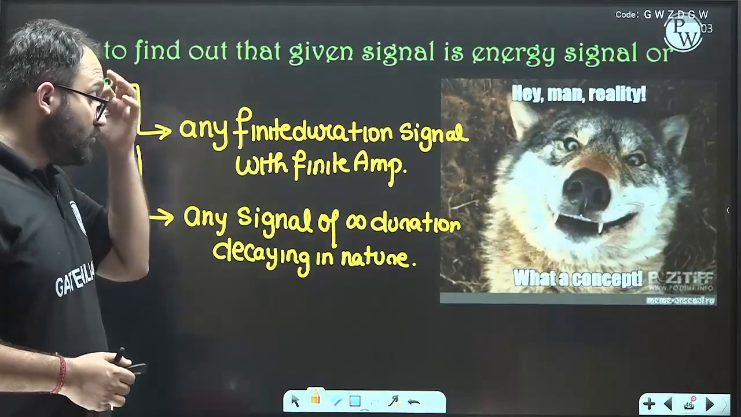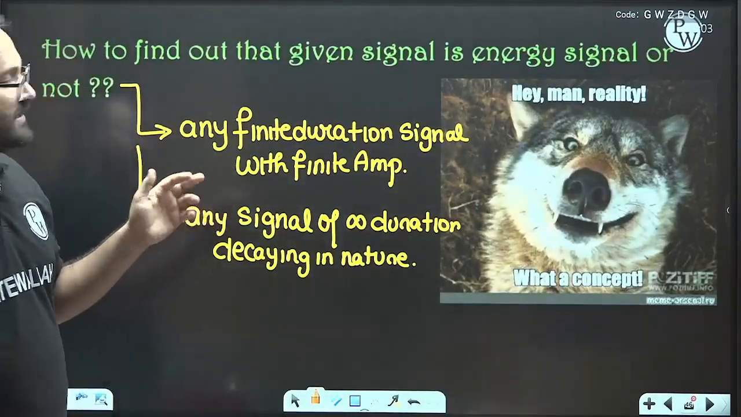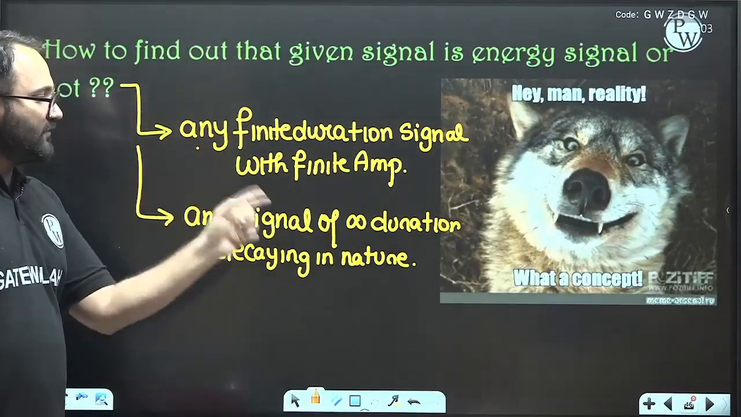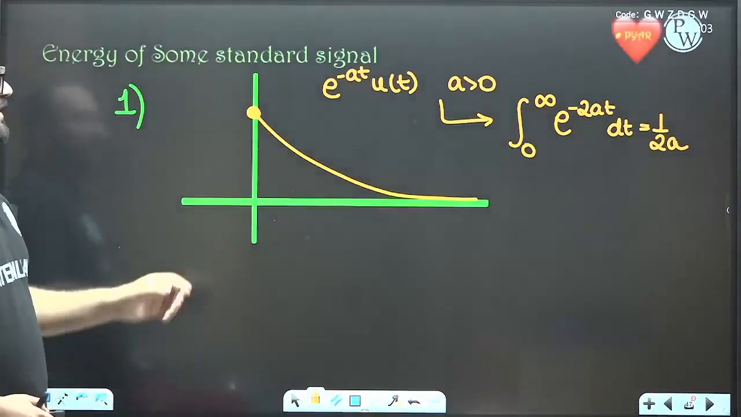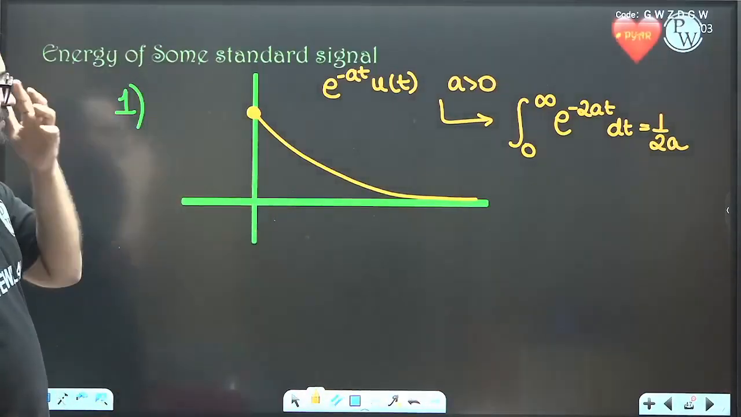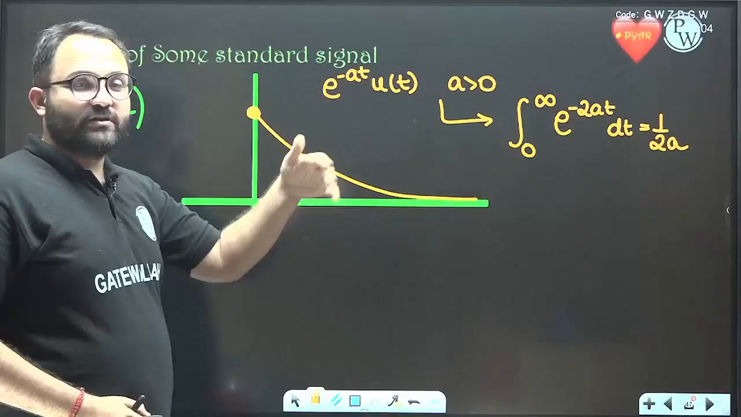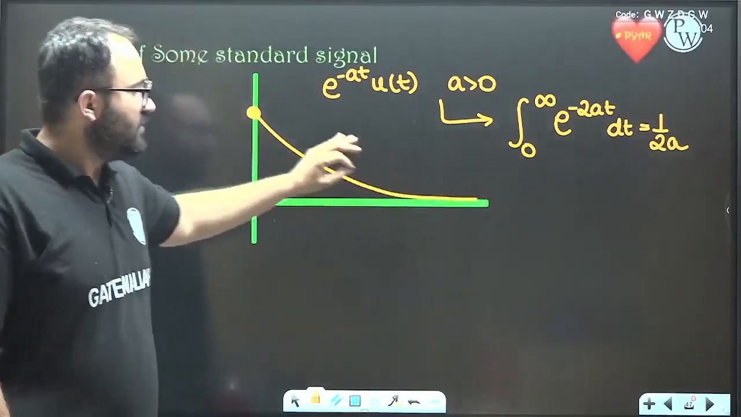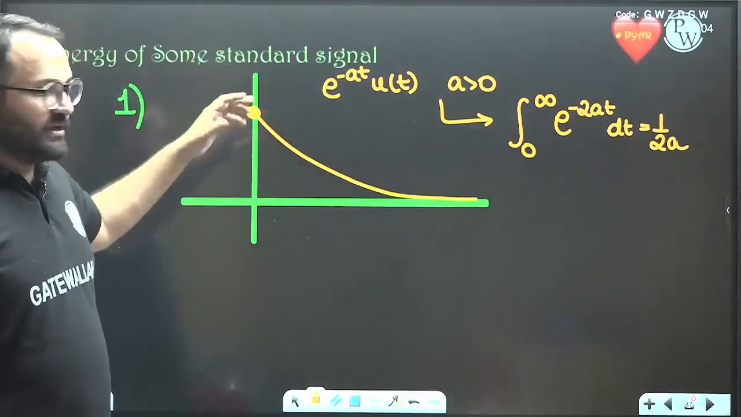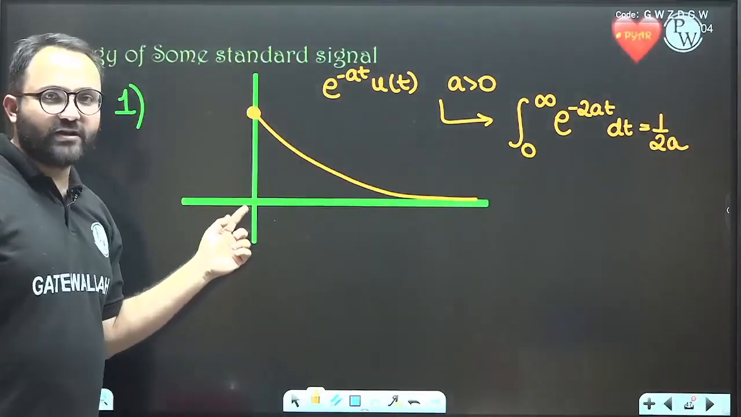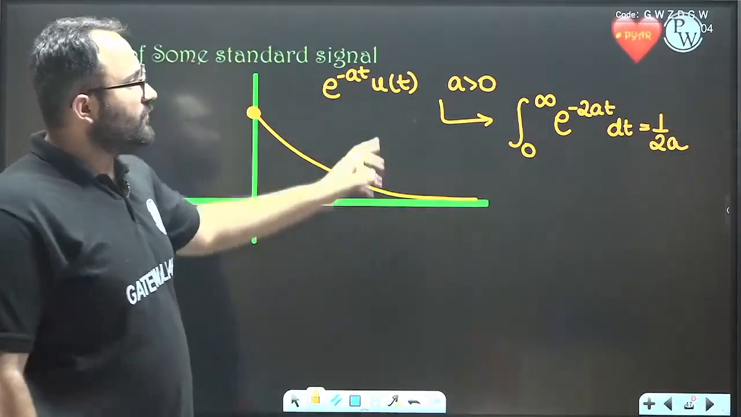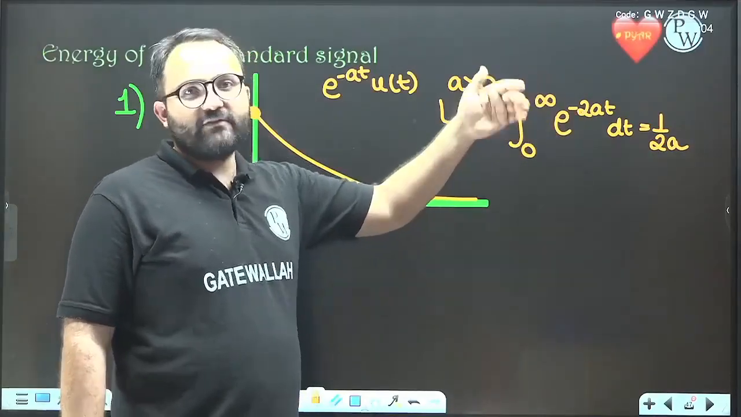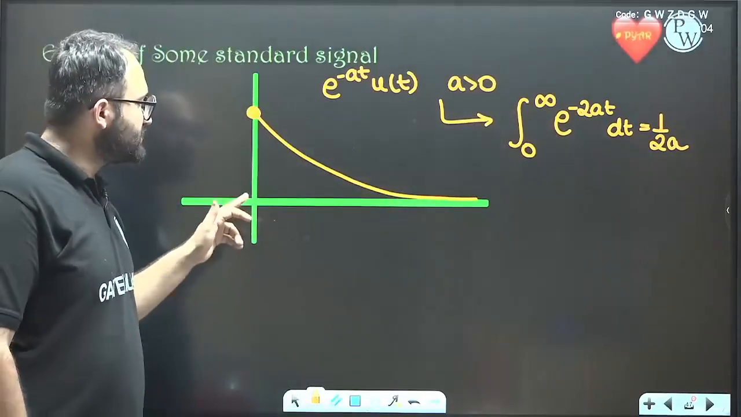Okay, and there are only two possibilities for energy signal: any finite duration signal with finite amplitude, or any signal of infinite duration that is decaying in nature. So we have one example here: e to power minus at u(t), where a is positive. So this is the curve, and since there is u(t), it will start from t equal to 0. To find the energy, we will take the square of this signal and integrate it from 0 to infinity. Why are we integrating from 0 to infinity? Because the signal starts from t equal to 0.